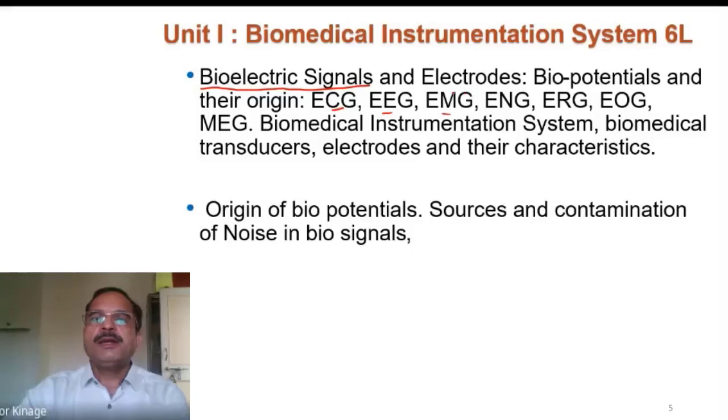Actually, ECG and EEG are the electrical signals generated by our body. Now what is the mechanism, how are these signals generated, what are the basic things behind that? Those are called the biopotentials. So the origin of biopotentials we'll learn. Then we'll see in short what these different types of signals are: ECG, EEG, EMG, and so on.